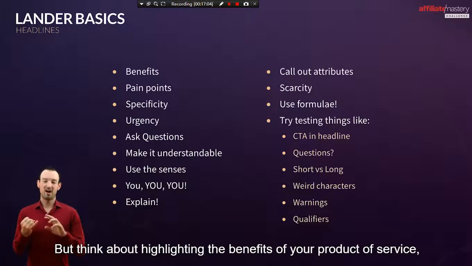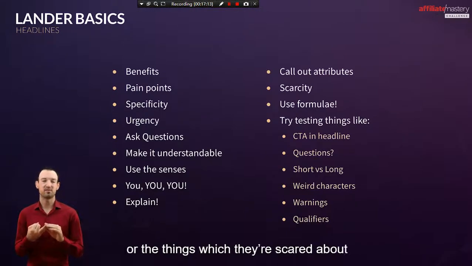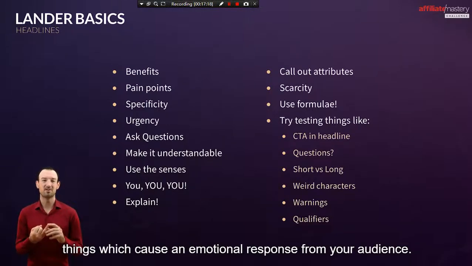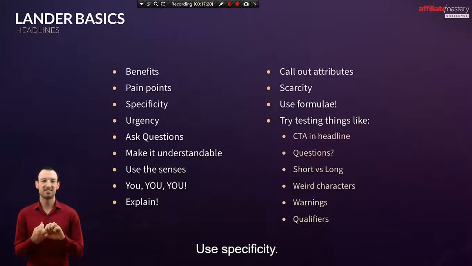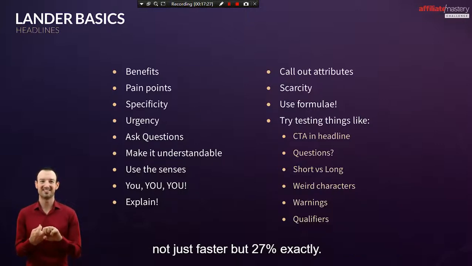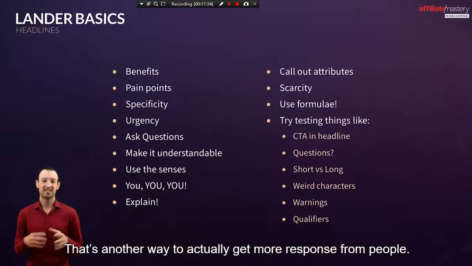But think about highlighting the benefits of your product or service, attacking pain points that the market may have, the things which drive them mad, or scare them, or upset them, things which cause an emotional response from your audience. Use specificity: this app will make your phone 27% faster, not just faster, but 27% exactly. Use urgency, giving them a sense that they need to do this now. Ask them questions. That's another way to get more of a response from people.